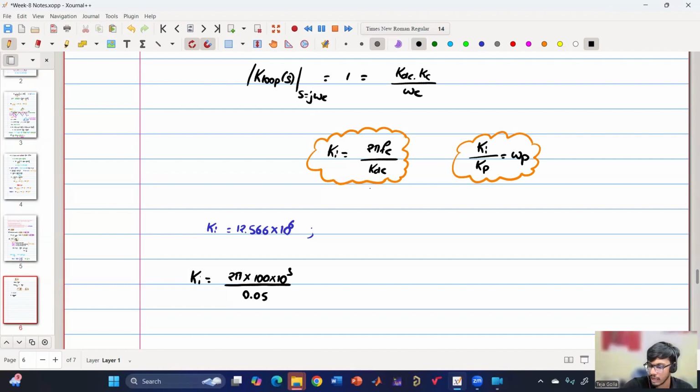So let me calculate. I hope others are also able to calculate. Just let me know if you are getting the same answer or not. How much is the answer that people are getting for Ki? 12.566 into 10 power 5, or 10 power 6? 6, right? Yes. 12.566 into 10 to the power 6.